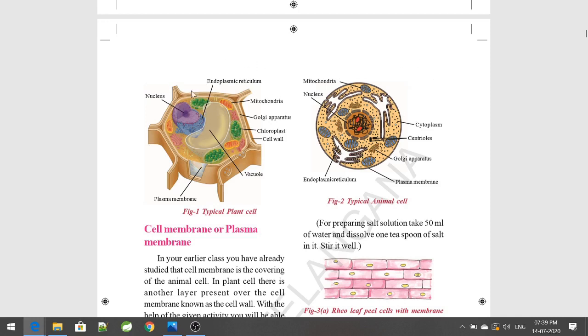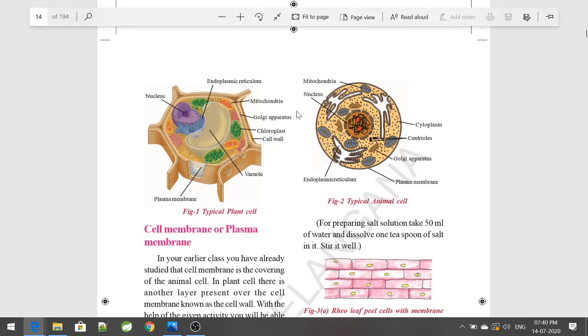Let's see. The first difference between a plant cell and an animal cell is the cell wall. Can you make it out here? Okay, this one, the cell wall. Whereas here we don't have a cell wall. Then chloroplast. In a plant cell we have chloroplast, but in an animal cell we don't. So let's see the plant cell first.